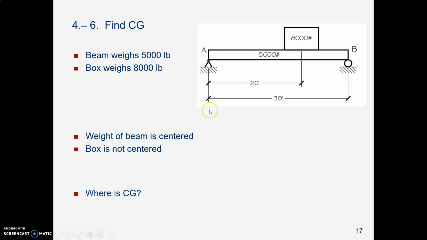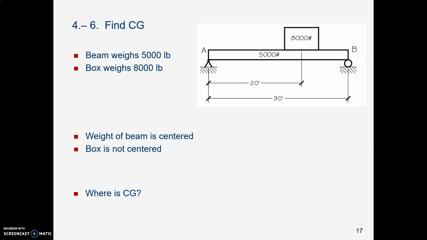Well, this is a uniform beam. It's all the same material. So that 5,000 pound weight, we could say, is centered on the beam. The box, as you can see, is not centered on the beam. Question is, where is the center of gravity?